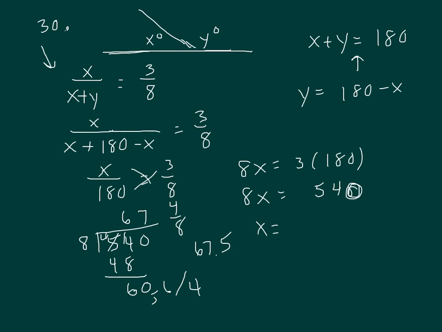Now let me look at my answers for number 30. So actually, as soon as I got to 67, I could have stopped, because if I look at my answers, that's the only one that has a 67 in it. There was no need to figure out what the remainder was.